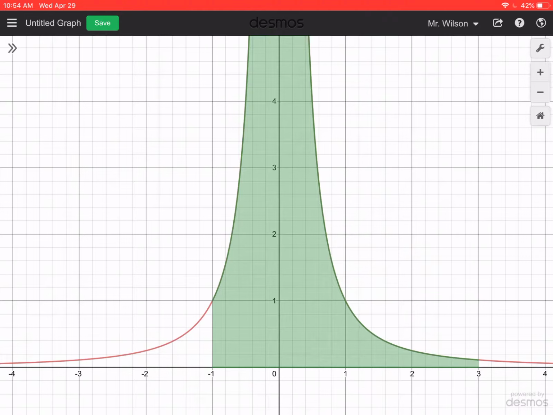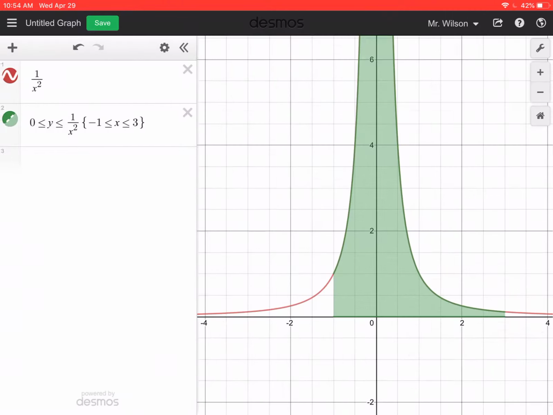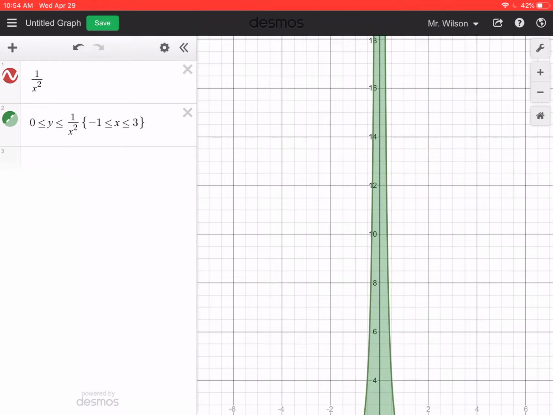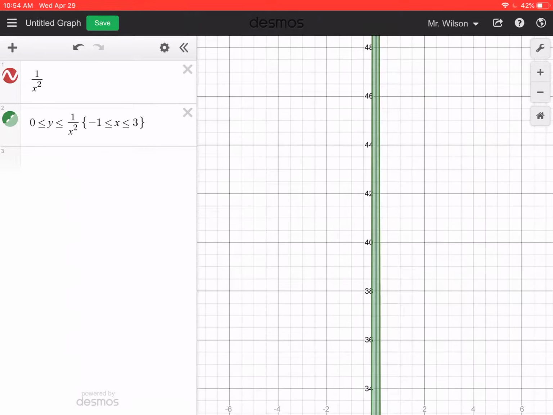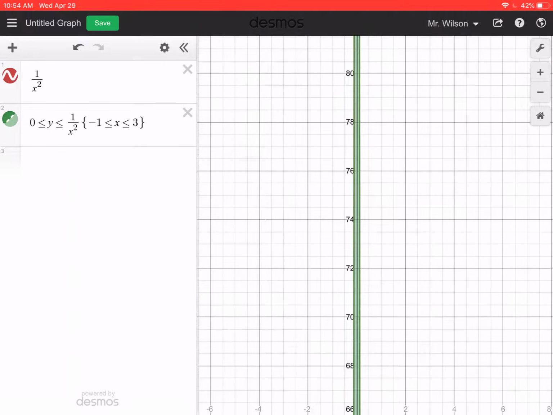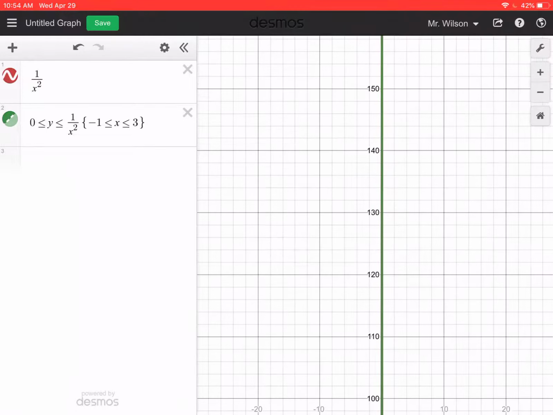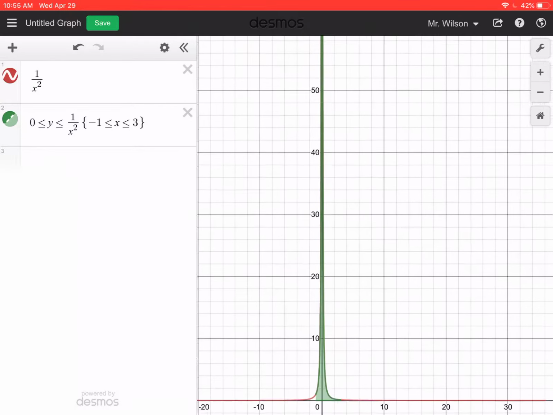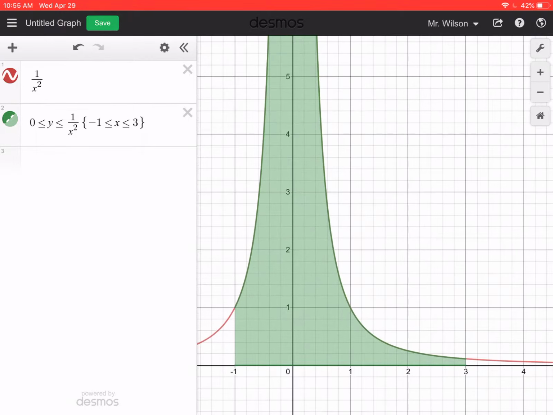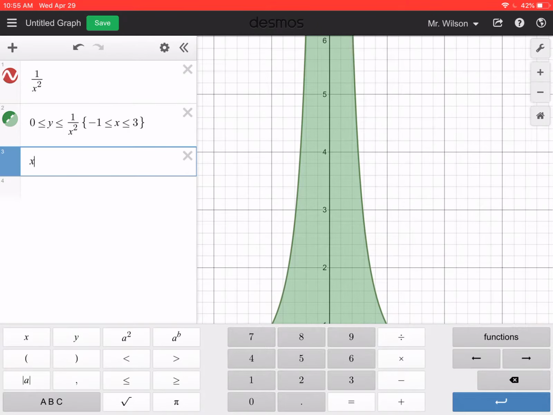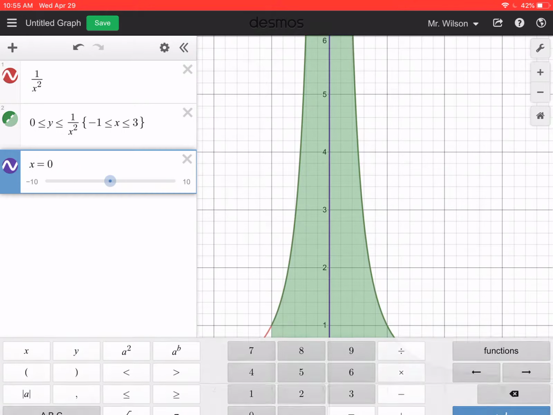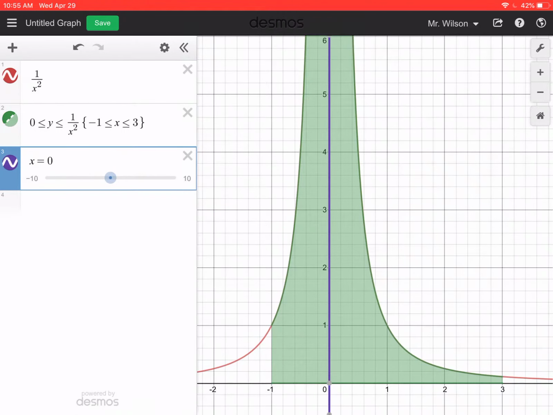The problem with this is that this function actually does not exist at 0, right? If you check that, that gives you 1 over 0, which is undefined. So what happens is if we go up and up and up, you'll see that this area just keeps on growing and growing, and it never stops, okay? We can go up there forever, because this function has a vertical asymptote at 0. So x equals 0 is our vertical asymptote here.